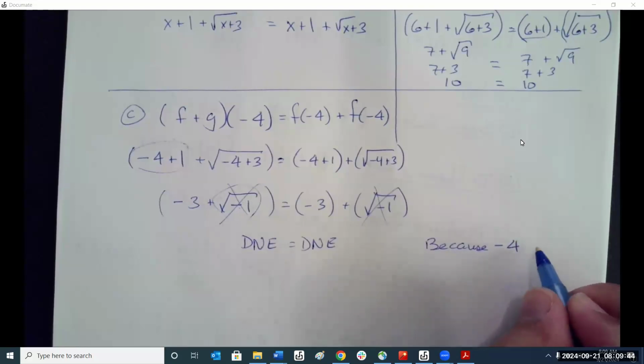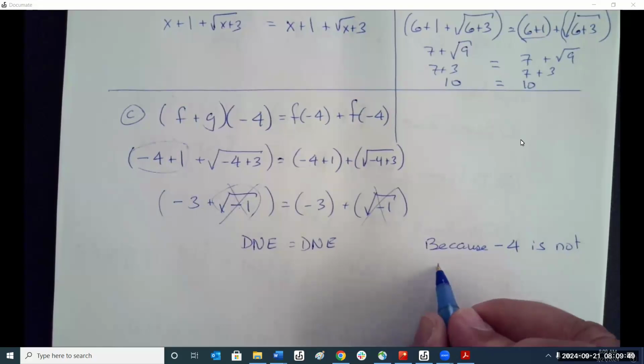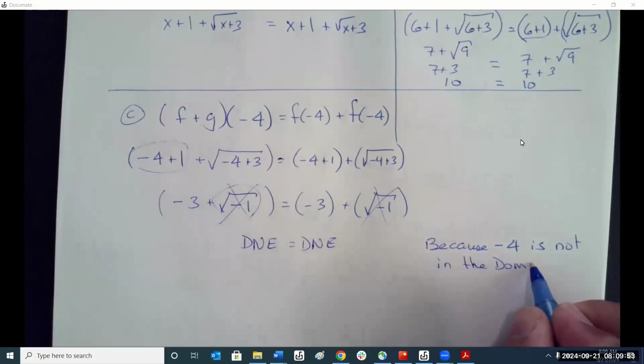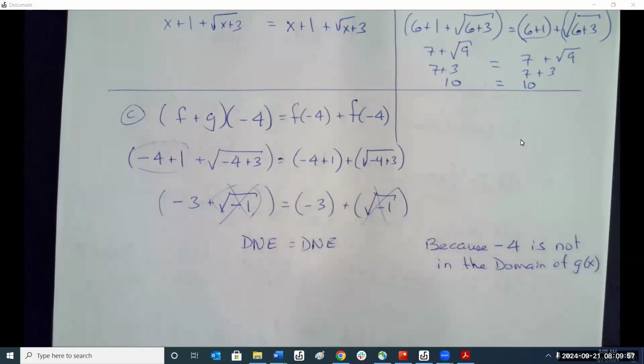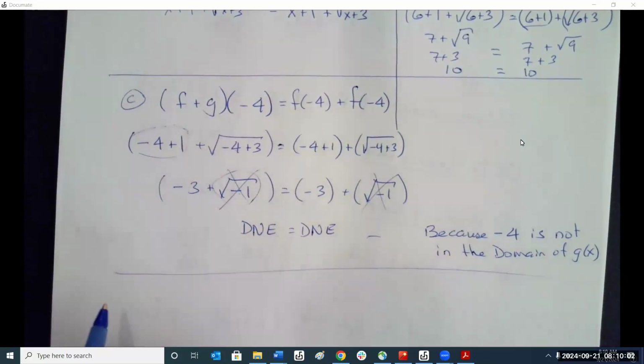Because -4 is not in the domain of g of x. And that's what we're going to talk about next.